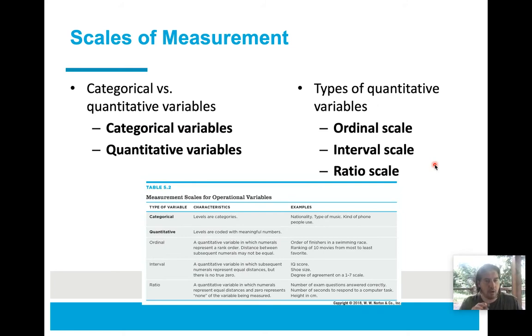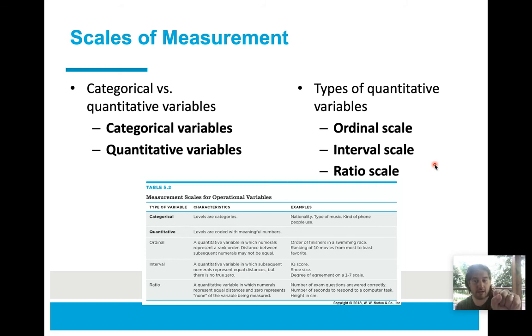Okay, so those are our categories of operationalization. A little bit more detail about them than we've gone into in the past. But now we're going to shift gears and talk about scales of measurement. These are essentially the types of data that you can gather. Operationalization is more about how we move from a concept to something concrete, to something data oriented.